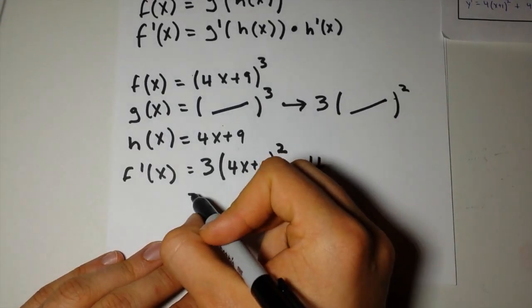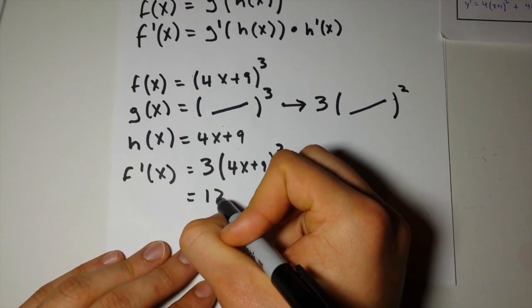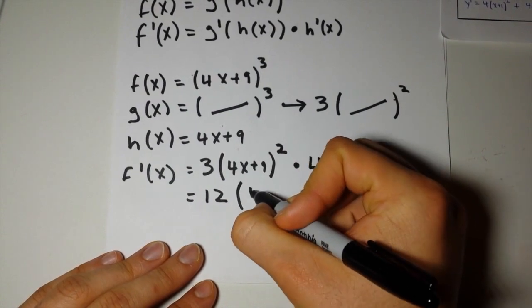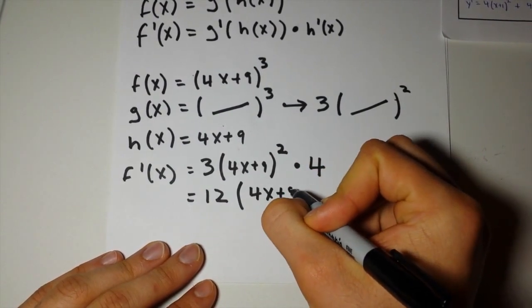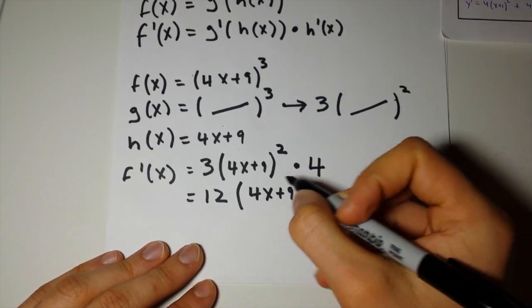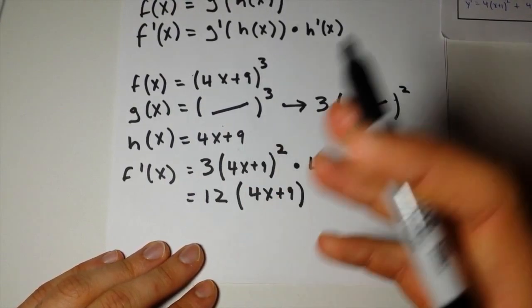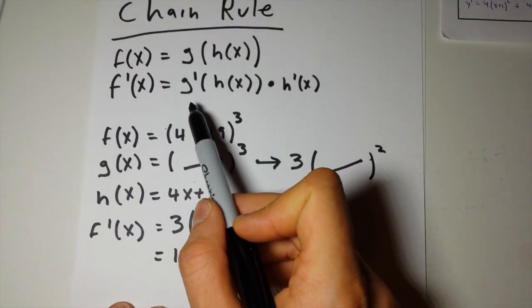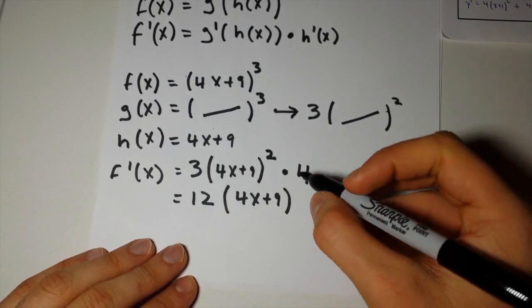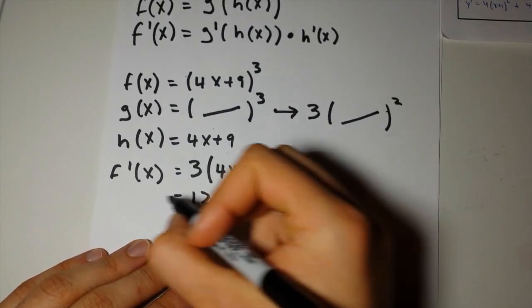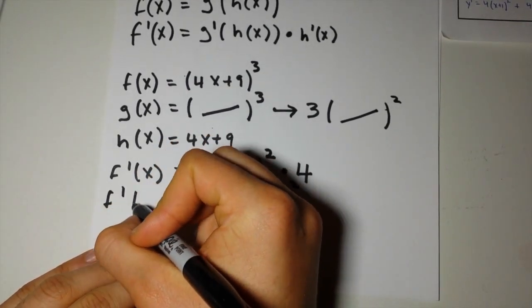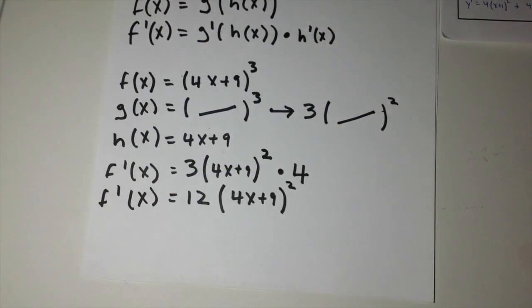And to simplify this, we can multiply the 3 and the 4 to create 12. And then we'll have 4x plus 9, our h of x on the inside, which you do not take the prime of because it's inside of the g of x, as we can see right here. And we'll have a square. And this is how we take our f prime of x.